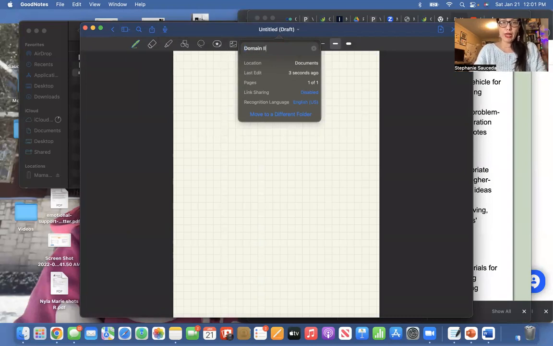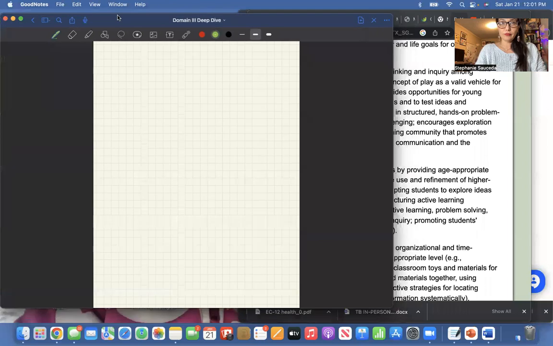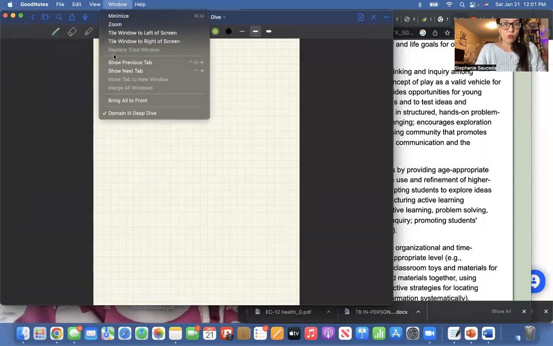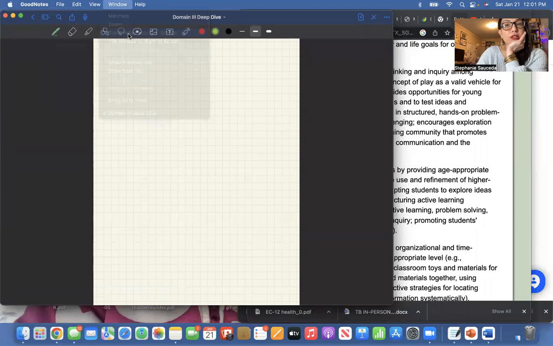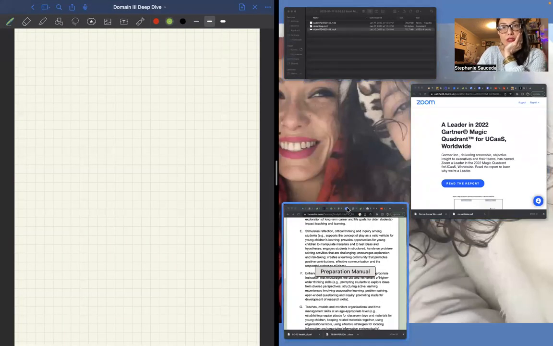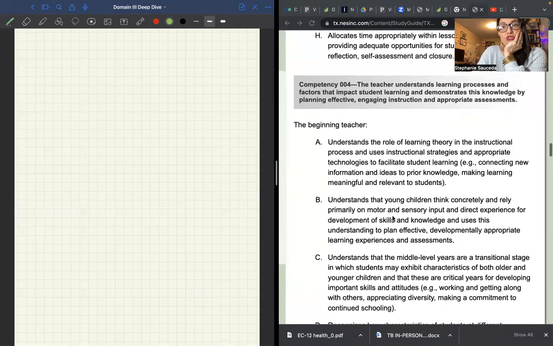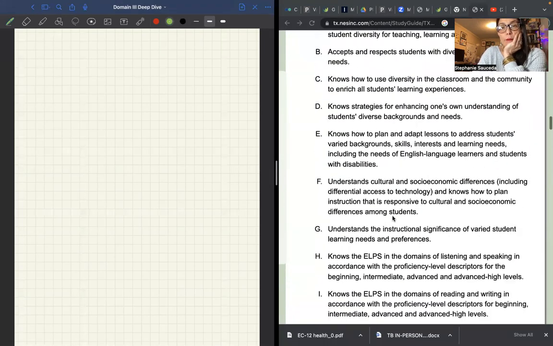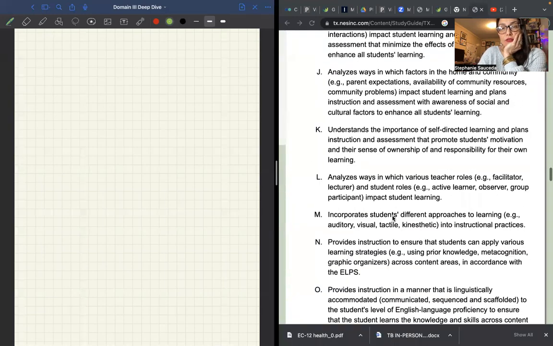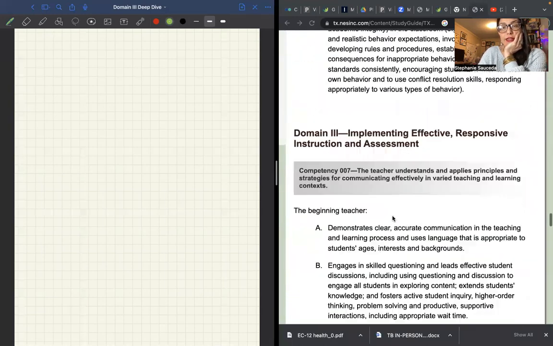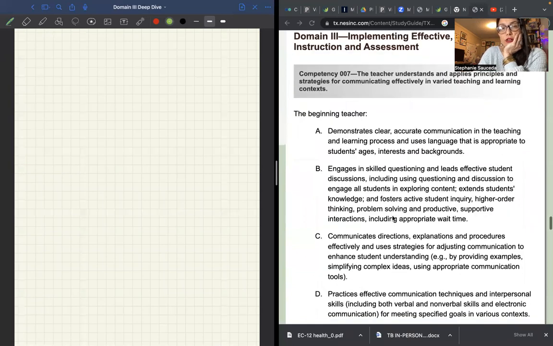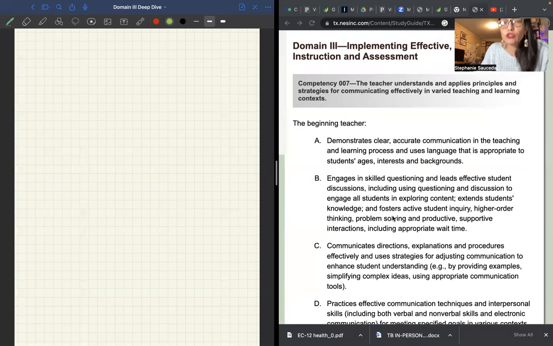Domain 3. We're going to do a deep dive. I'm going to dig deep. Window, and I am going to do left screen here, and I am going to do right screen here. Cool beans. So whenever you are doing a deep dive, you should be analyzing your texts, paraphrasing things, jotting down notes, possibly adding visuals if you can.